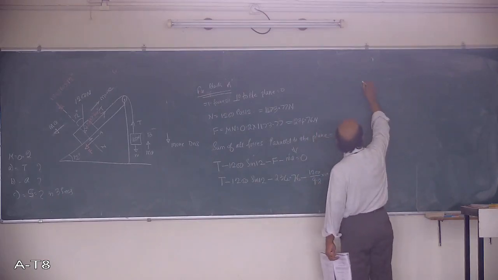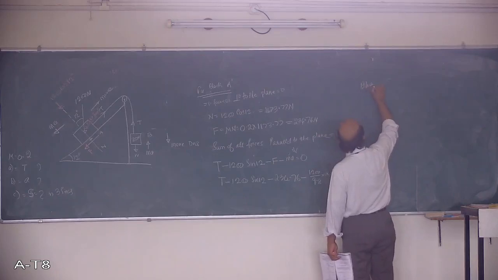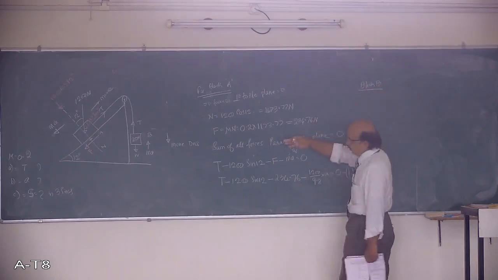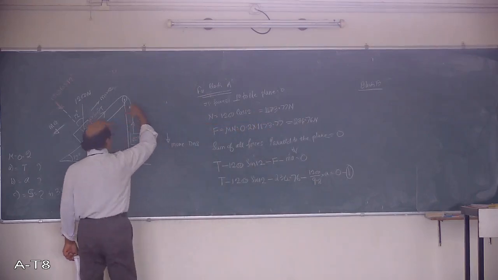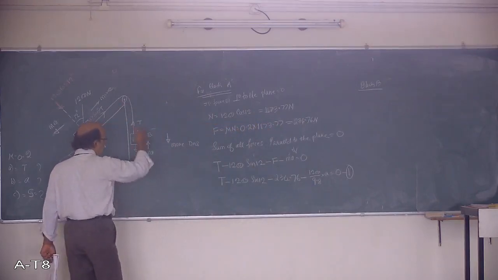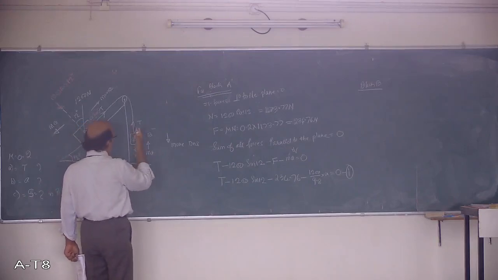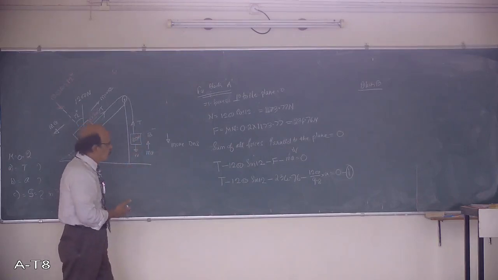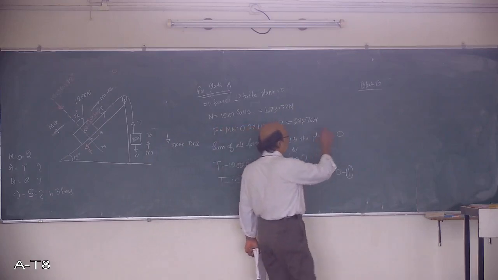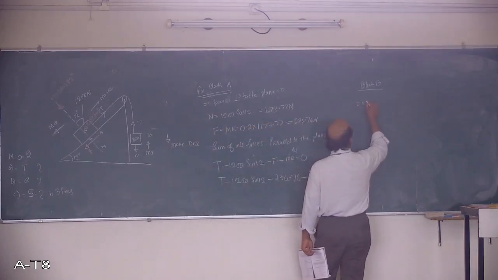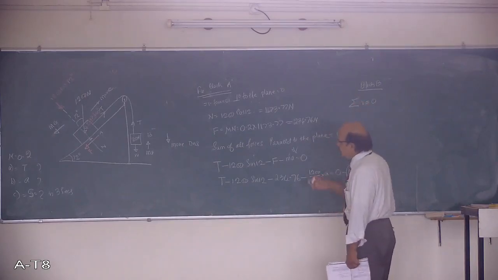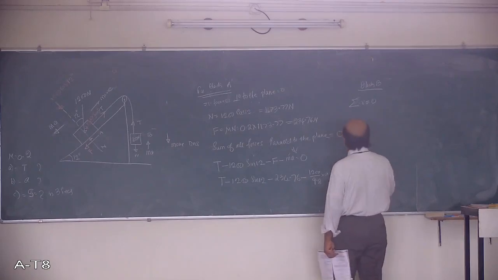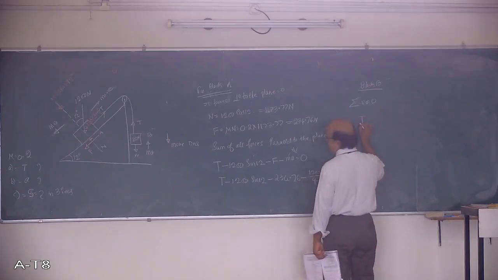Similarly, I will apply the same for block B, which is suspended at this point. Here there are no horizontal forces. It is suspended and moving downwards, and all forces are acting vertically on it. Those forces I equate: the sum of all vertical forces should be equal to 0 on the block B.